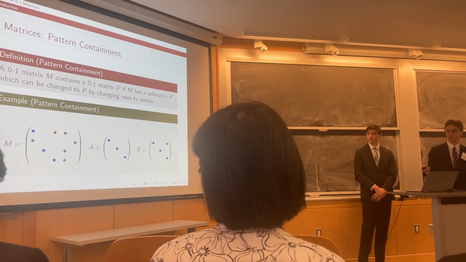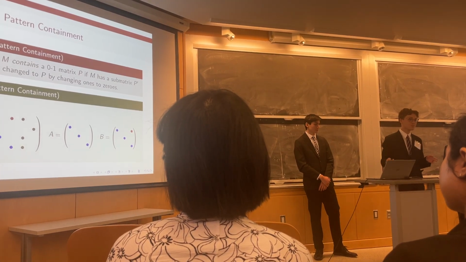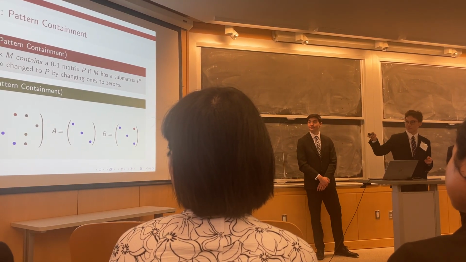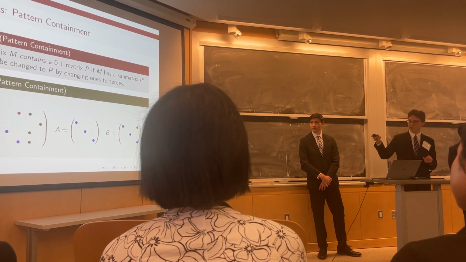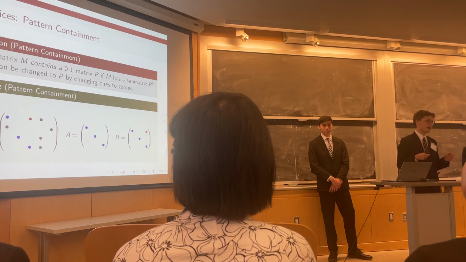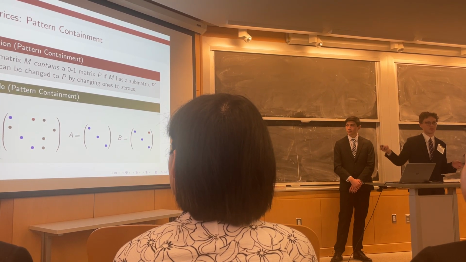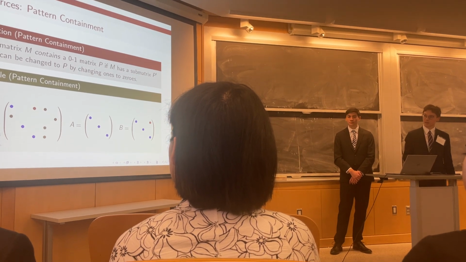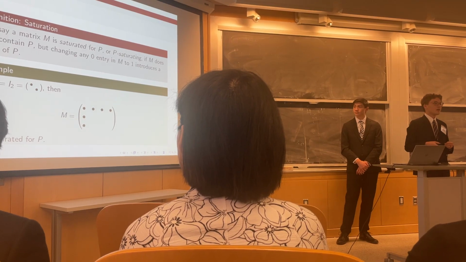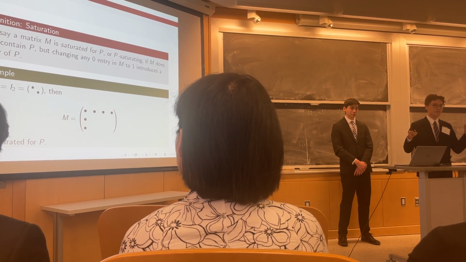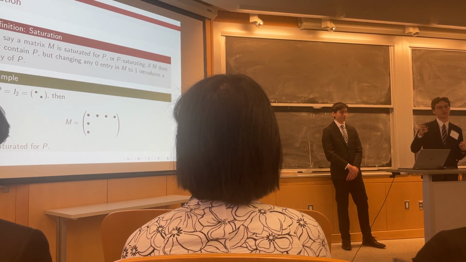So for another example here, both the patterns A and B are contained in the matrix M, and note that the red dot in M doesn't mess with the fact that the pattern A is still contained in it. That's what we mean by changing ones to zeros. And so we can ask some questions like, how many ones can we have until we can't add any more ones before we introduce a forbidden pattern?